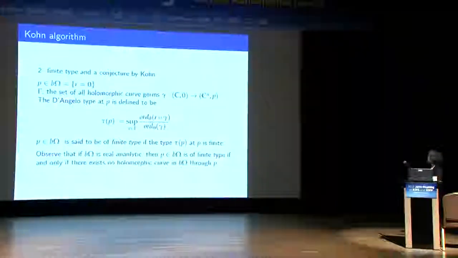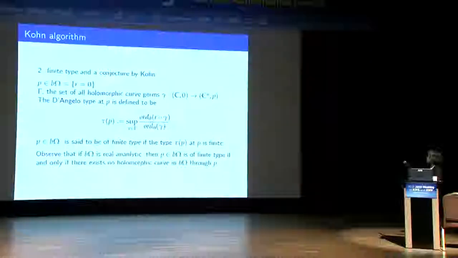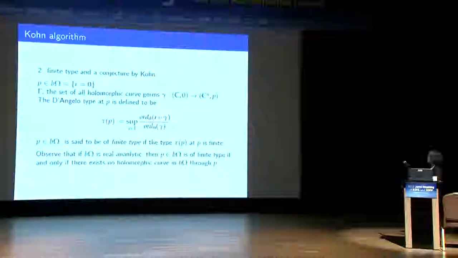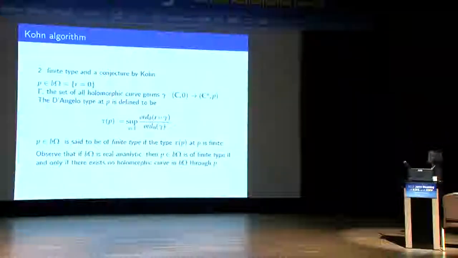So for that, we will introduce the type. Now consider the set of all holomorphic curves through this point, and then consider the contact order of one curve and the boundary of omega, and then take the supremum. So this type measures the highest order of contact of a holomorphic curve and the boundary. And P is called finite type if this type is finite.